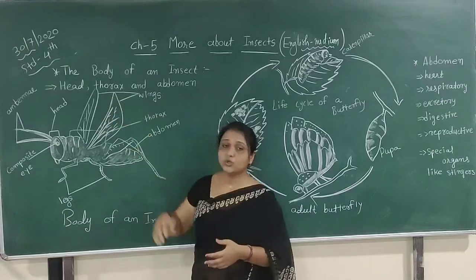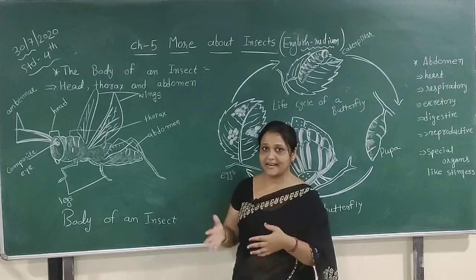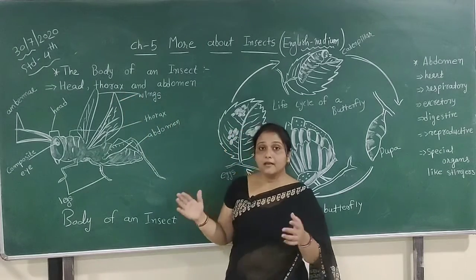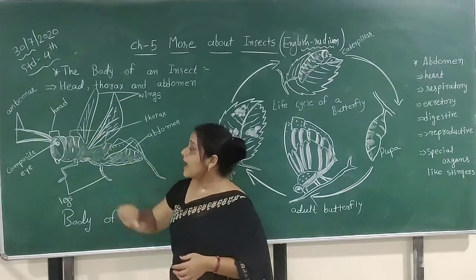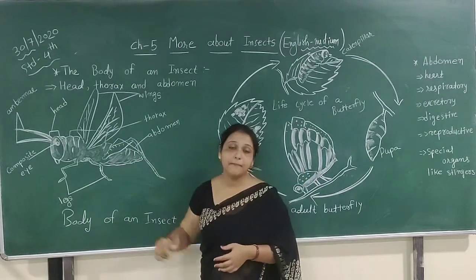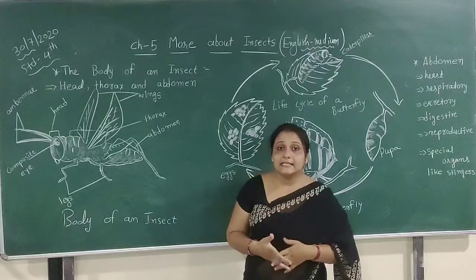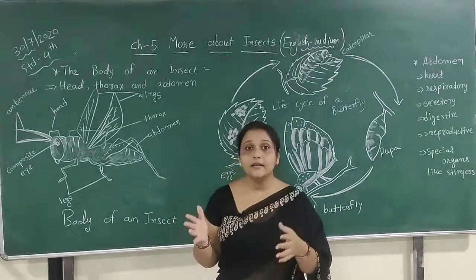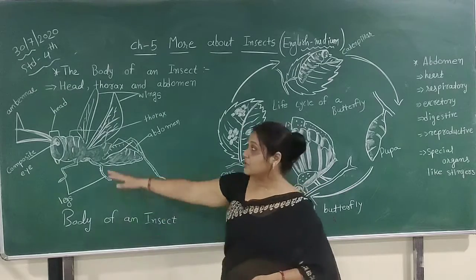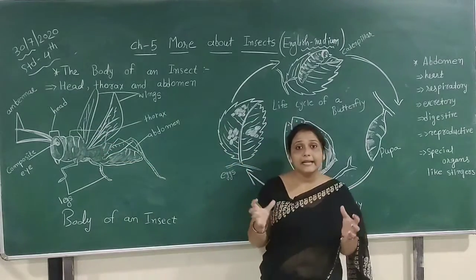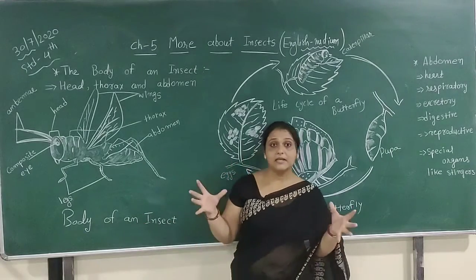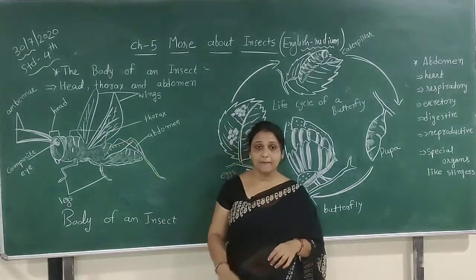First, they have three main body parts: head, thorax, and abdomen. In the head, you can see the antenna and composite eye. Using the antenna, they can detect the smell which is available around them. They detect it using the antenna.